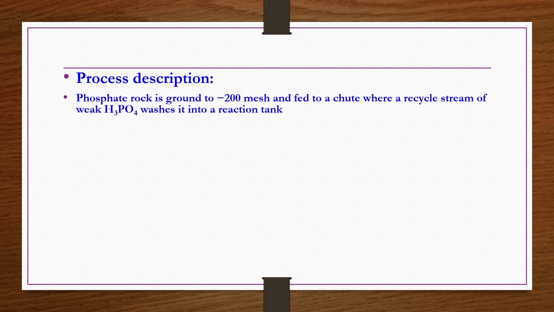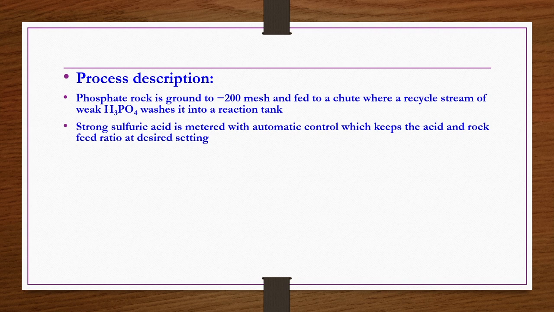Phosphate rock is ground to 200 mesh and fed to a chute, where a recycled stream of weak phosphoric acid washes it into a reaction tank. Strong sulfuric acid is metered with automatic control, which keeps the acid and rock feed ratio at the desired setting.